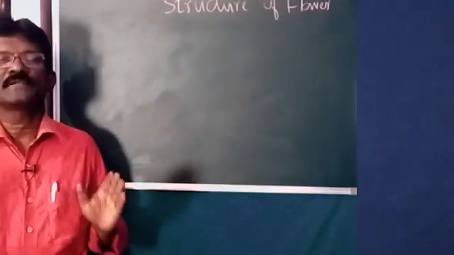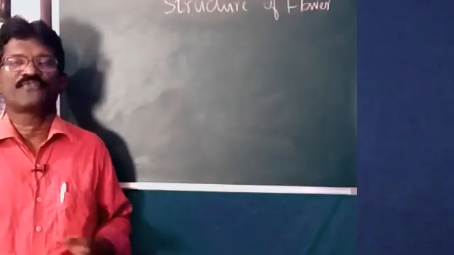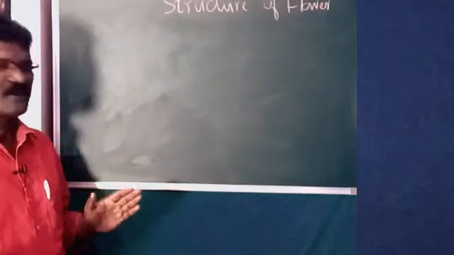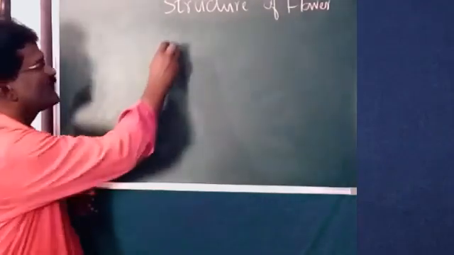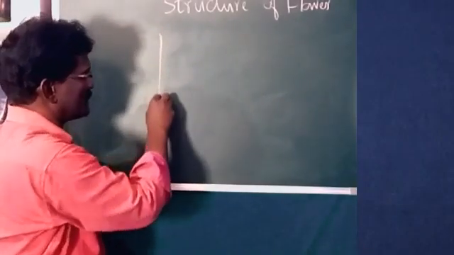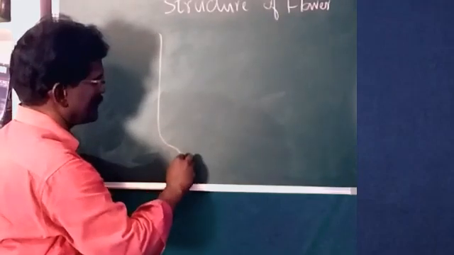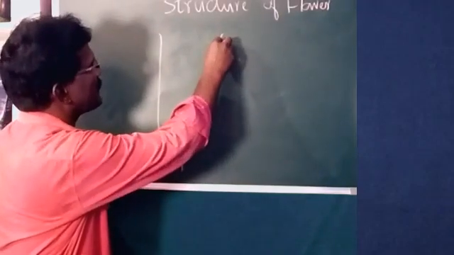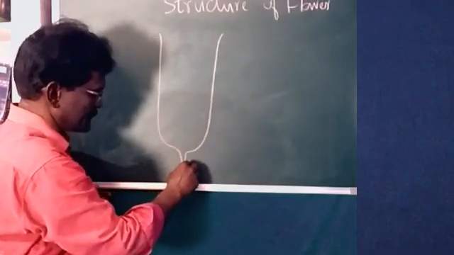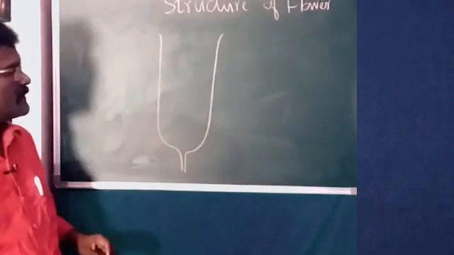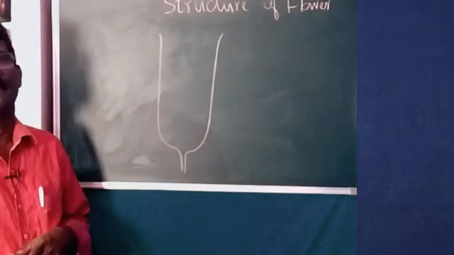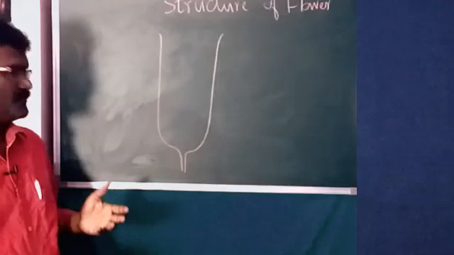So today we are going to study about the structure of a flower. So let us draw the picture of a flower. Let it be any flower, but a typical flower structure or diagram is like this, as we can see here. There are four parts basically for a flower.